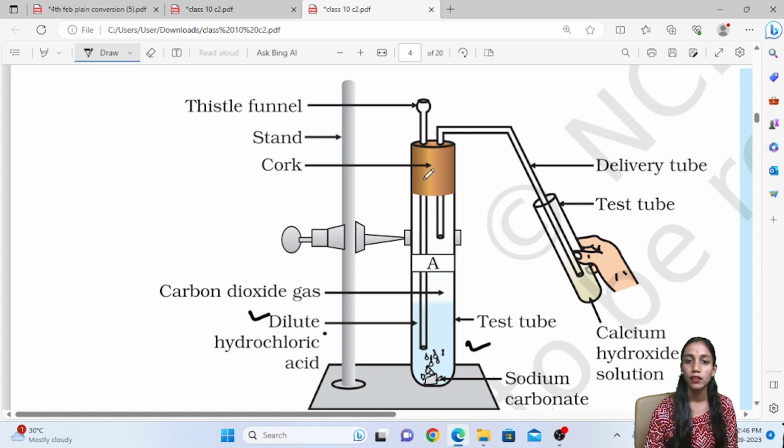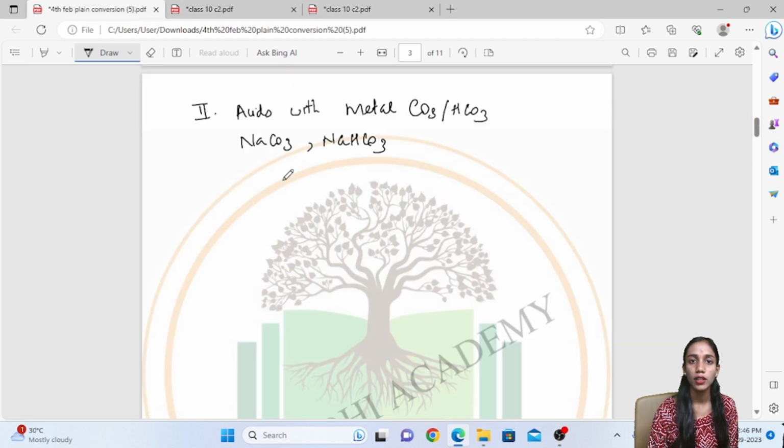Okay, and now this calcium hydroxide is also called slaked lime. Now we pass this carbon dioxide. So over here the gas which is going is carbon dioxide gas. It goes through this and reacts with the calcium hydroxide solution over here. Now what product is formed? The product formed is calcium carbonate.